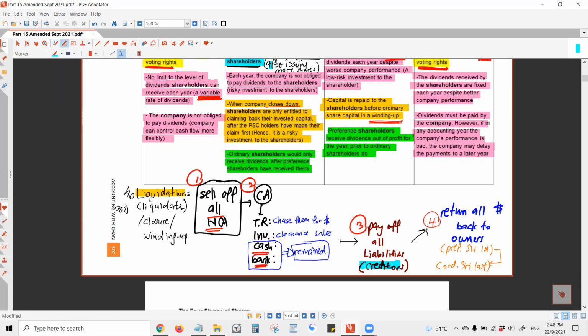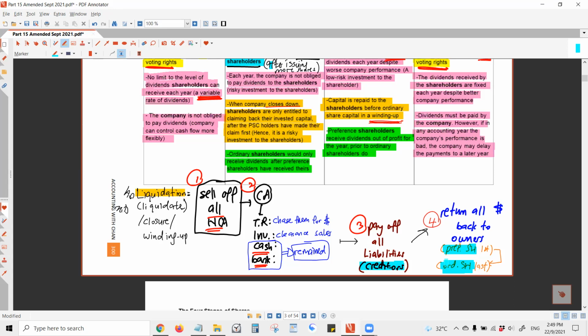First group of people, creditors. Second group, preference shareholders. Third group, ordinary shareholders. Now, who would get back the money first when a company closes down? Creditors. Creditors have the right to get back money first, followed by preference shareholders, then ordinary shareholders. This is the sequence based on the law of any country. If you ask me why we have this sequence, I also don't know. This is the norm, and we just follow. Creditors get back money first, then preference shareholders, then ordinary shareholders.